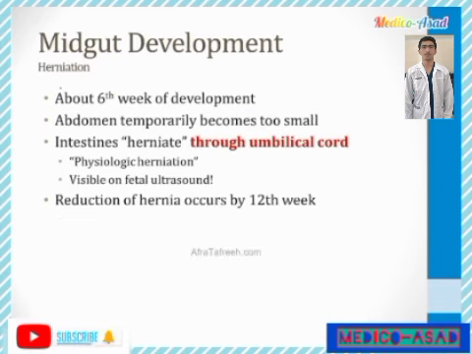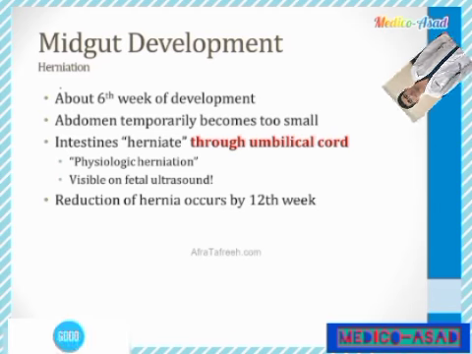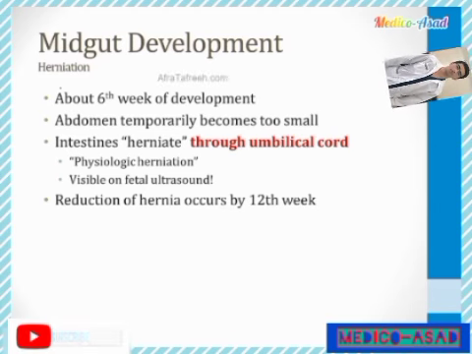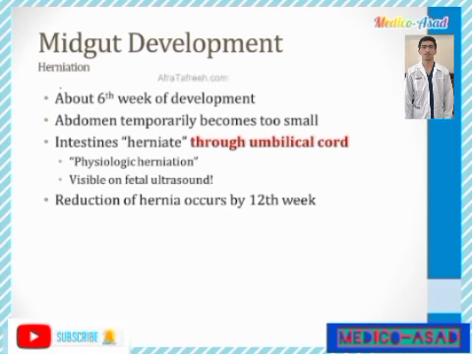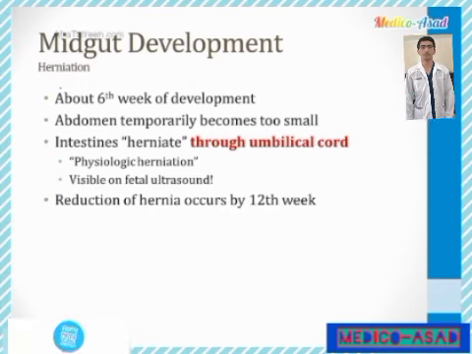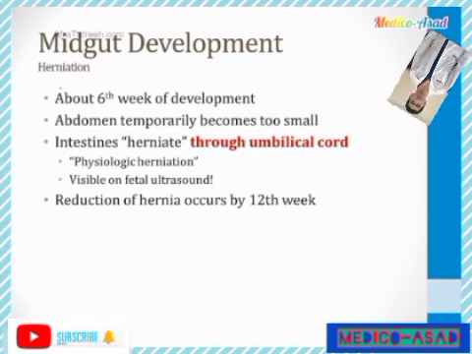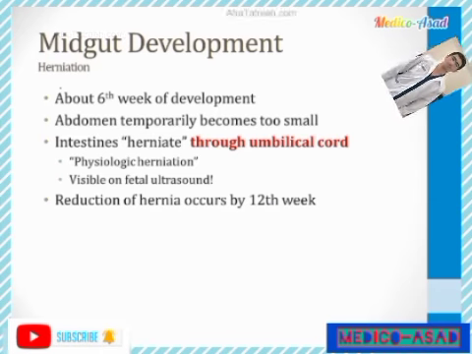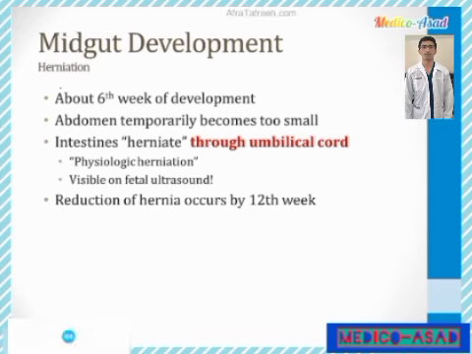Next, let's talk about development of the midgut, and there are two phenomena that occur in midgut development that you need to know about. The first one is called herniation, and the second one is called rotation. Herniation is where the contents of the midgut normally exit the abdomen and then return. This is a normal part of development. Rotation is when the contents of the midgut rotate around the superior mesenteric artery. So we'll talk about both of these now, and we'll start with herniation.